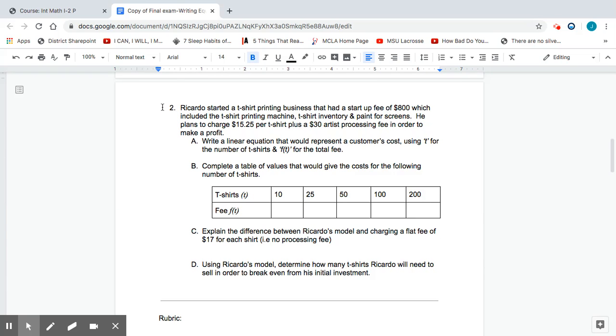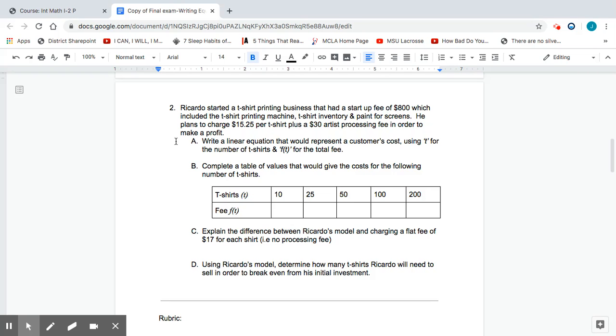Question 2 says, Ricardo started a t-shirt printing business that had a startup fee of $800, which included the t-shirt printing machine, t-shirt inventory, and paint for screens. He plans to charge $15.25 per t-shirt, plus a $30 artist processing fee in order to make a profit. Write a linear equation that would represent the customer's cost using T for the number of t-shirts and F of T for the total fee.